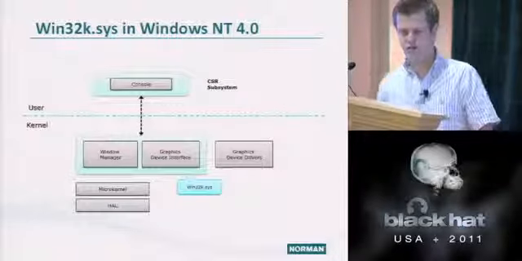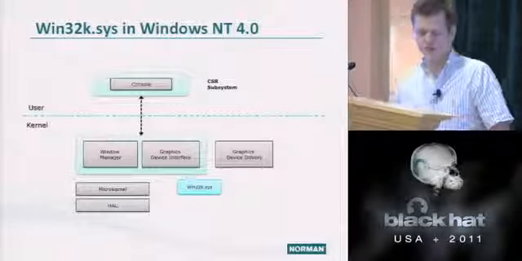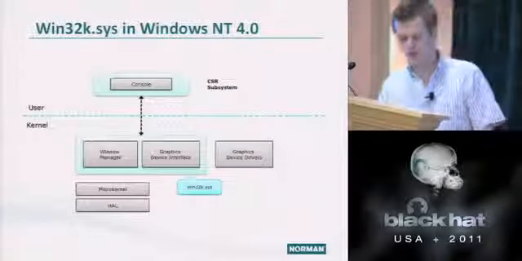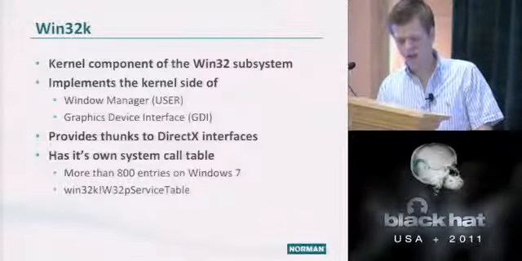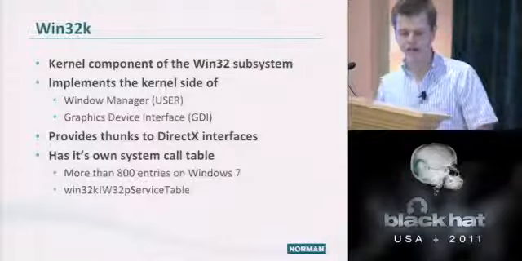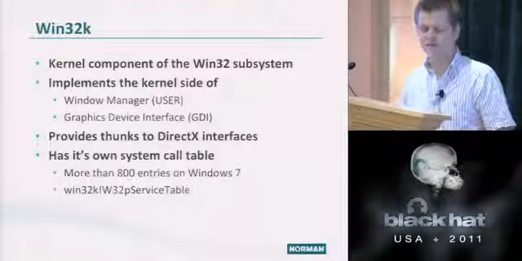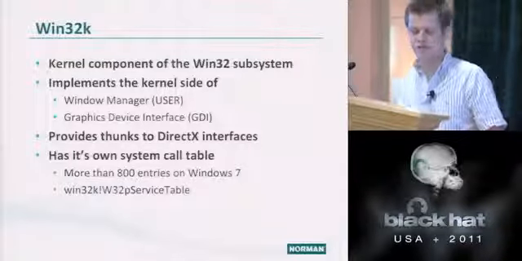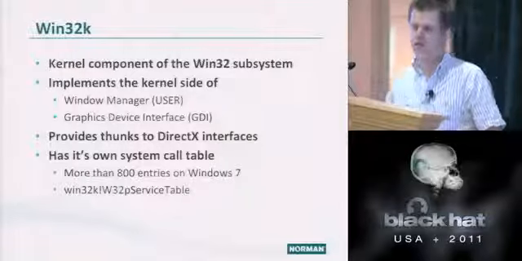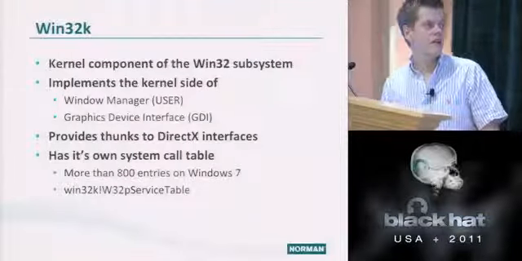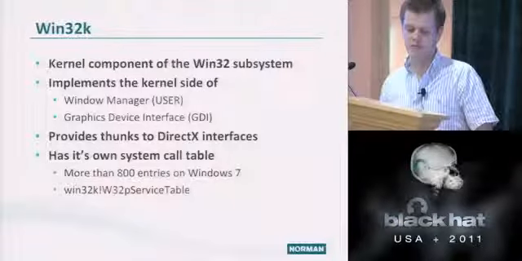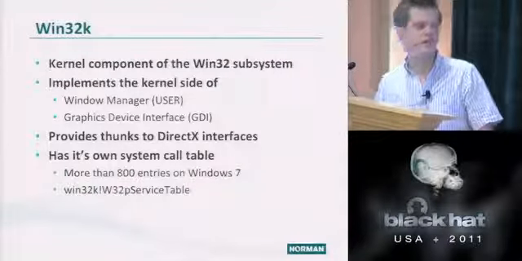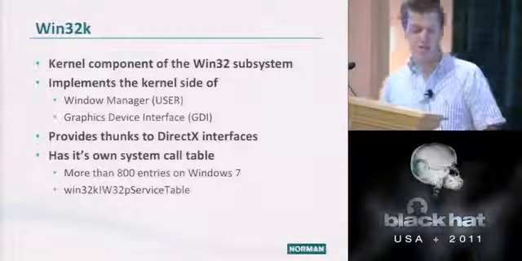In Windows NT 4.0, there's not much left in CSRSS, and today there's even less because they moved out the console as well. So Win32k is really just the kernel component of the Win32 subsystem, like the graphics subsystem. It implements the kernel side of the window manager, the graphics device interface. It also provides thunks to DirectX interfaces. And it has its own system call table. So whenever you interact with this module, you go through all of these system call tables. On Windows 7, there's 800 entries. So the attack surface is quite large.